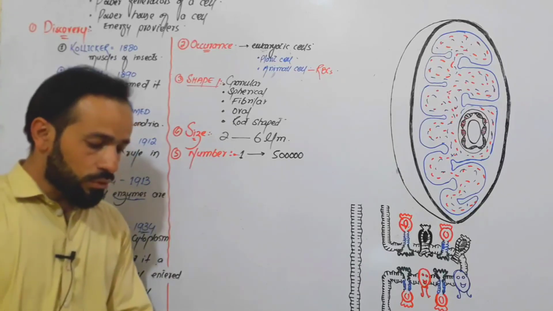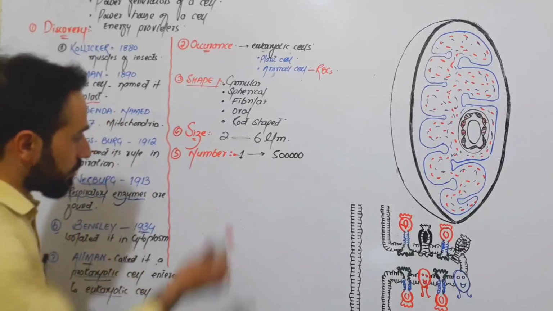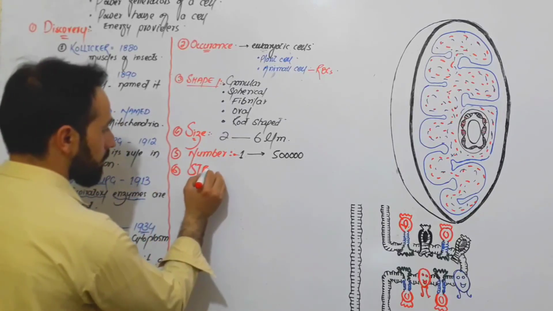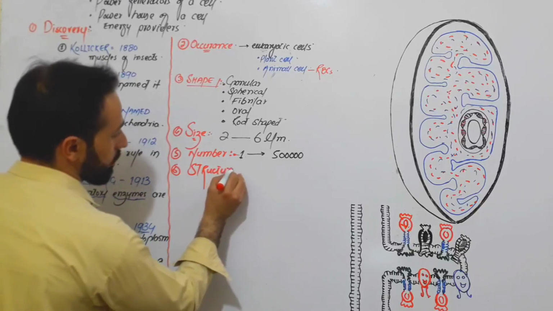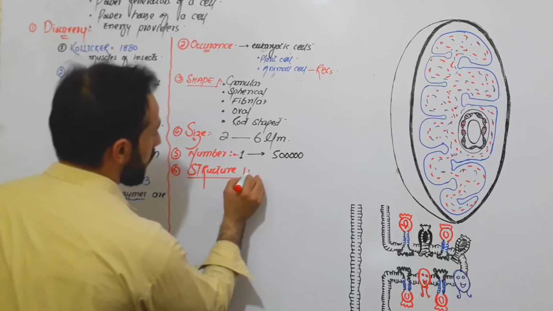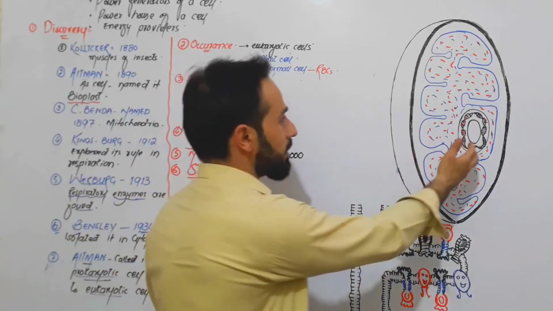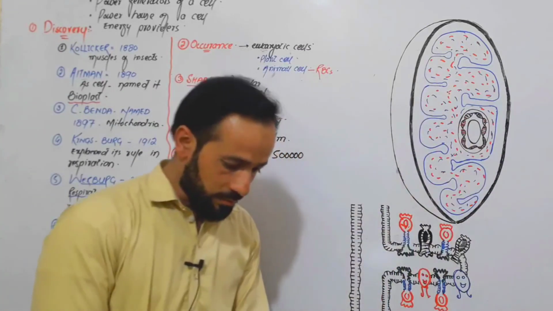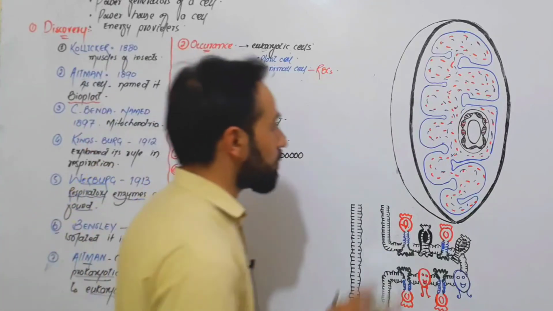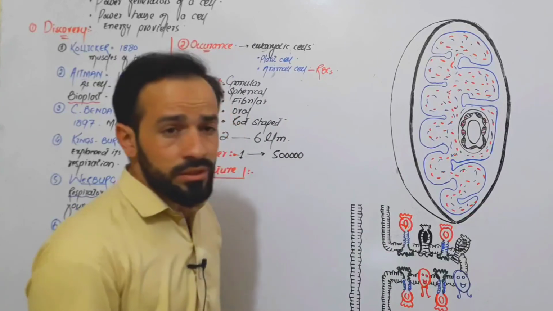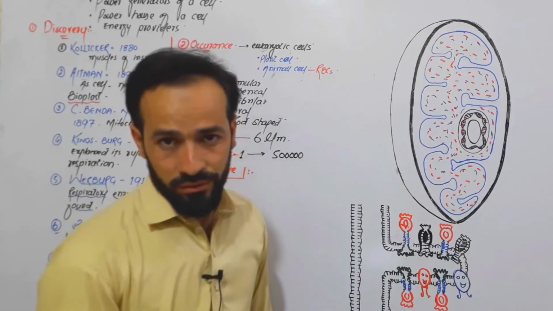Now let's move towards the structure of mitochondria. In order to explain the structure of mitochondria, we will take the help of this diagram. Let's label this diagram. Look friends, first of all, the most important thing, the mitochondria is composed of two membranes, right?